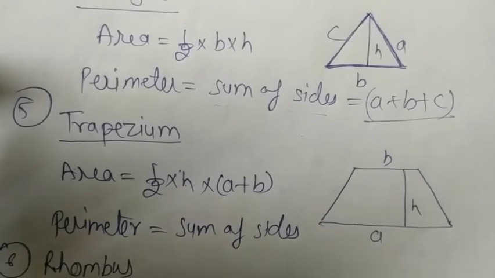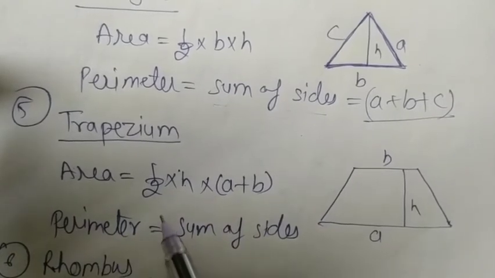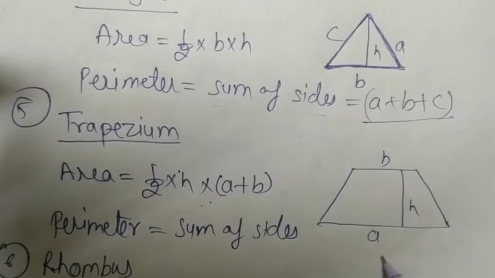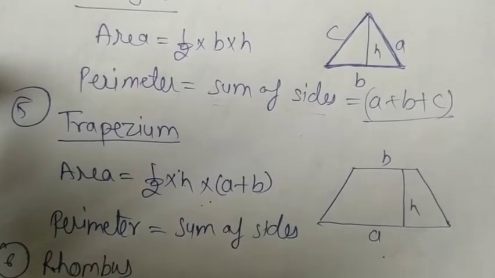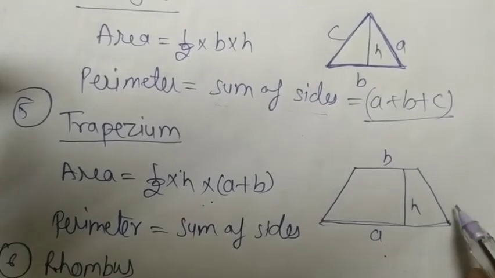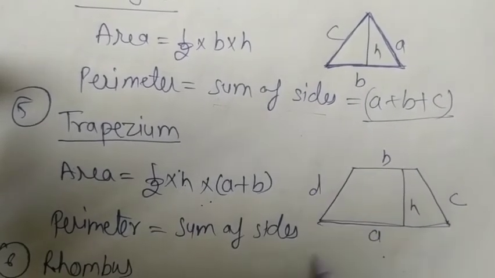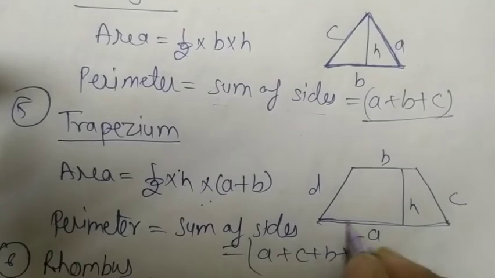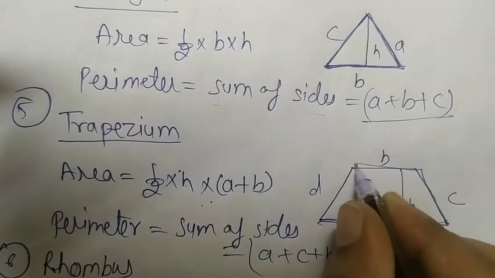Trapezium. The area will be half of the height multiplied with the sum of the parallel sides, that is A plus B. And the perimeter is the sum of the sides. Suppose this is C and this is D, then the perimeter will be A plus C plus B plus D. Perimeter means move on the boundary.